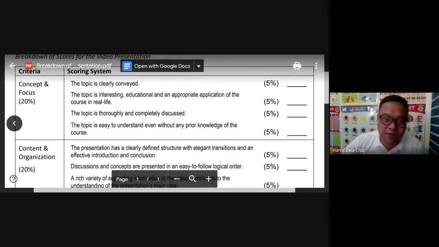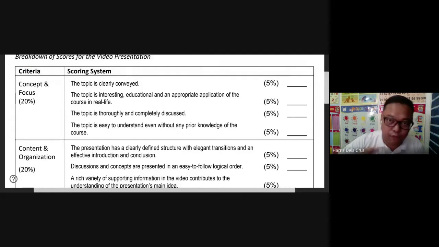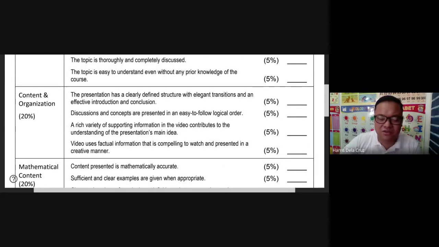So, that's what we meant by concept and focus of your presentation. It's all about how you deliver your presentation. The content and organization is the sequence of discussions, or how you arranged it, or what the storyline is. So basically, that is the storyline of your video presentation. The presentation has a clearly defined structure with elegant transitions and an effective introduction and conclusion.